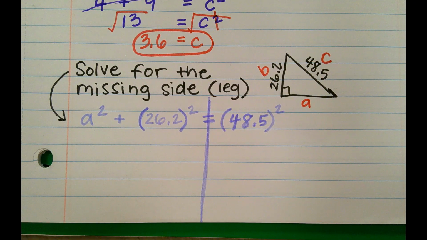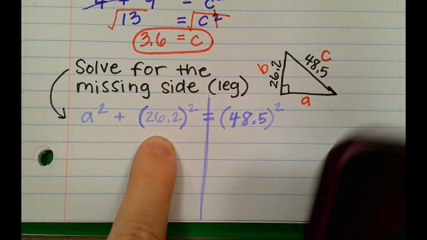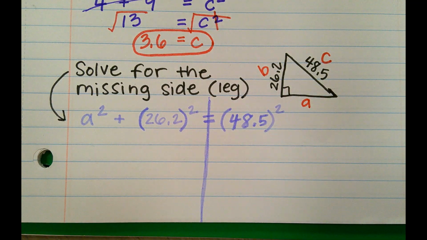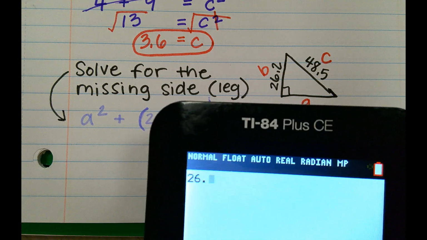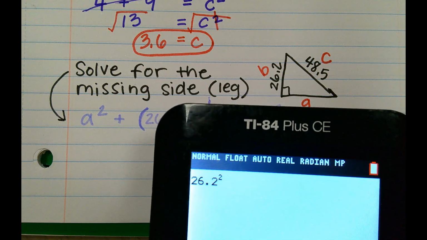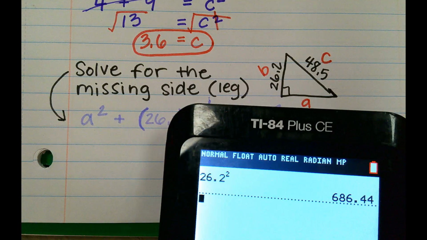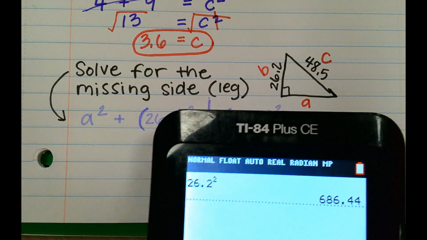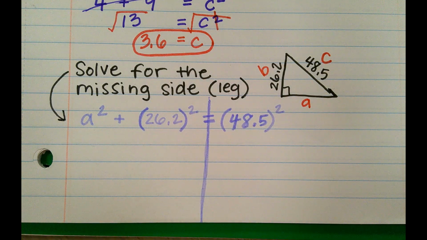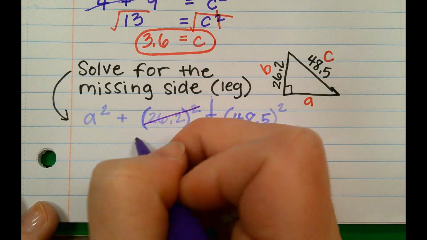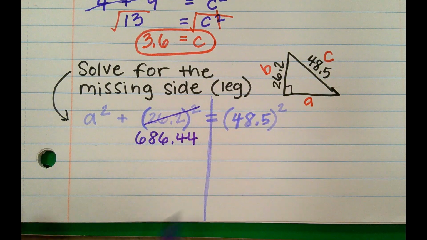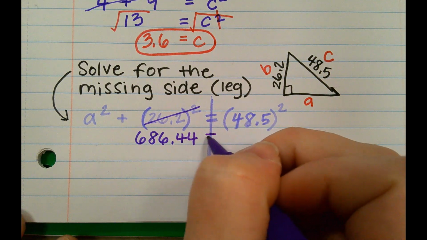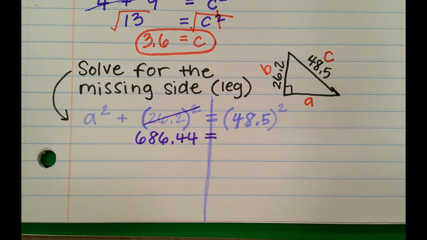What can I do? You take the 26.2 times by itself. Yeah, so let's take 26.2 times 26.2. Let's square it. I'm going to do the square button. Enter. 686.44. Good. 686.44. Equals. What else do I need to simplify?